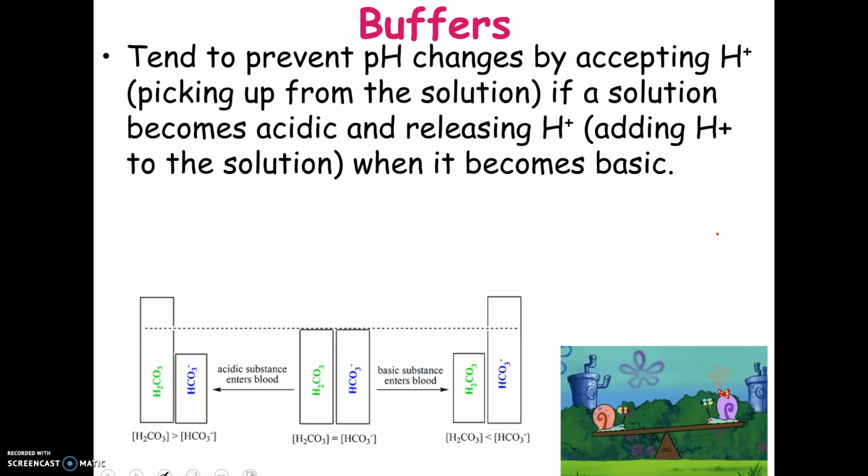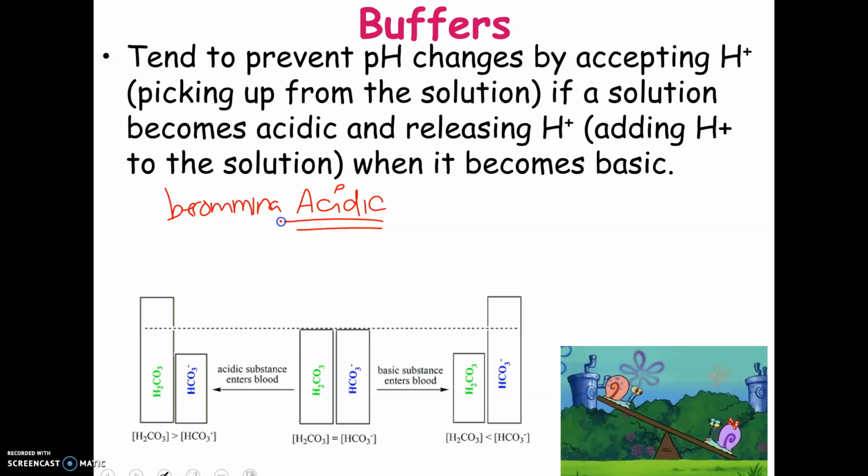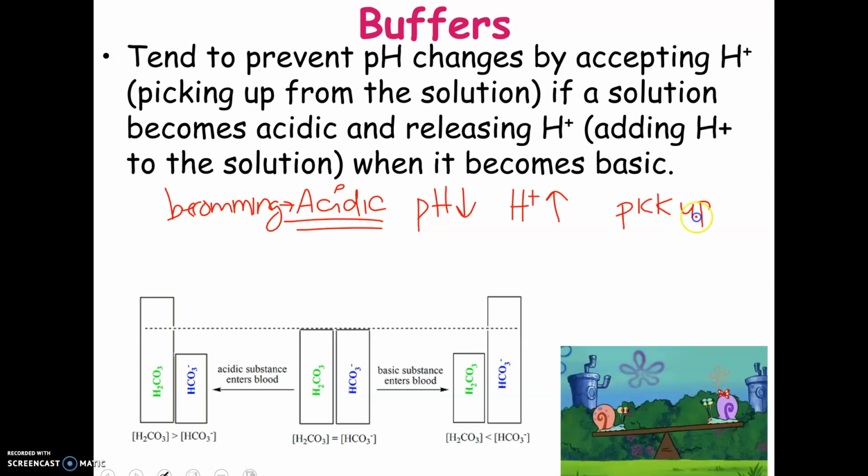So here's again where people get thrown off. If a solution was starting to become acidic, what would that mean? Let's say we wanted it to be neutral, but something was happening in our body that was causing it to become acidic. That would mean that the pH was going down, and it would also mean that the hydrogen concentration was going up. So what a buffer could do is basically pick up the extra hydrogens.